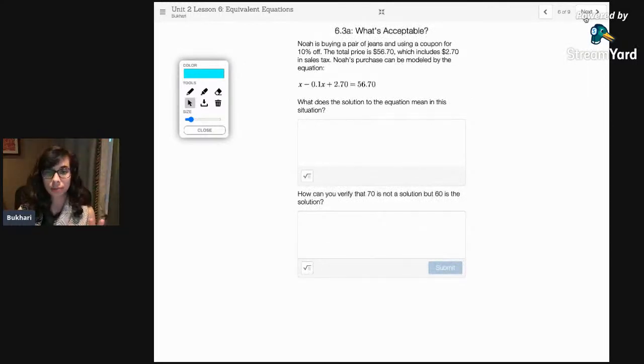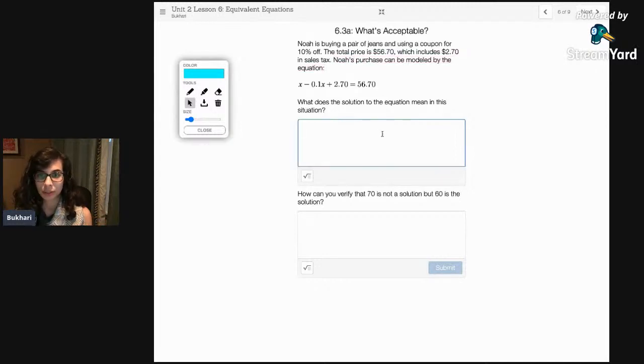And 6.3a puts it all together with everything we've been talking about before, right? Noah's buying a pair of jeans using a coupon for 10% off. I mean, we all like to do that when we are going shopping, especially for jeans, super expensive normally. Right, the total price is $56.70, which includes $2.70 in sale tax, and Noah's price can be modeled by this equation.